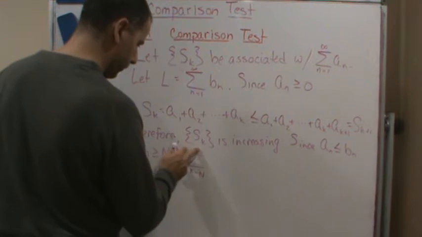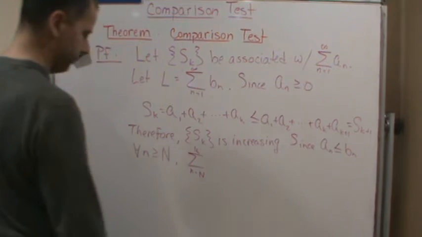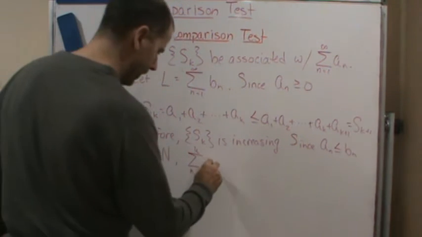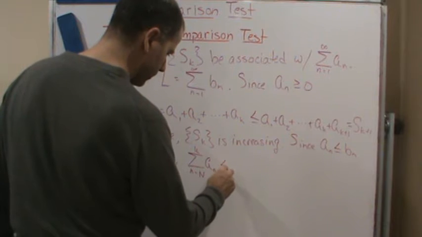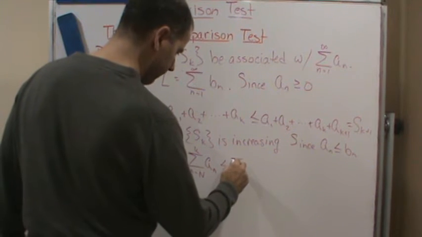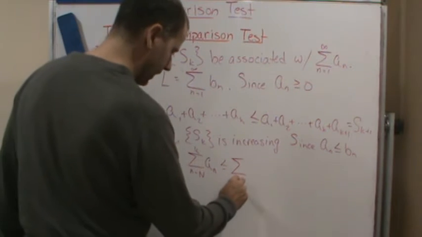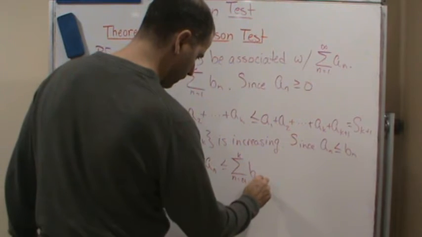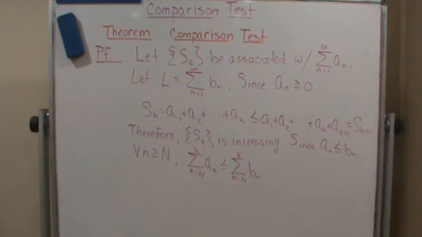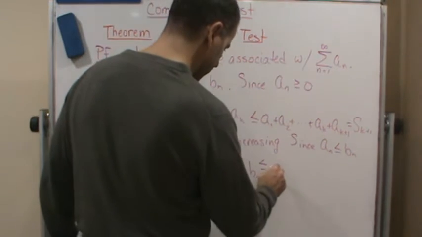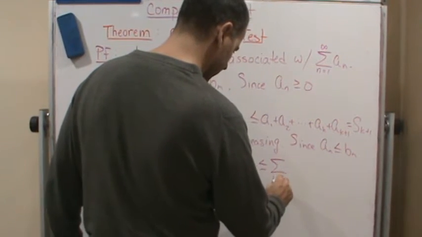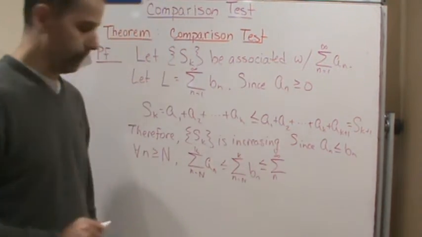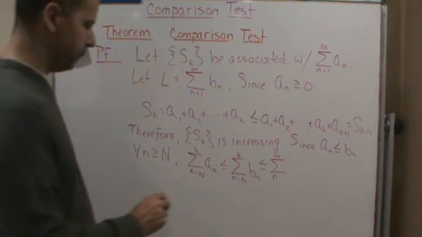or no, we don't want to go to infinity, we just want to go to k, right? The sum of a sub n from n equals N to k is going to be less than or equal to what? The same thing, the sum from n equals N to k of b sub n. But what do we know about that sum of b sub n? Well, that has to be less than or equal to the infinite series of b sub n.